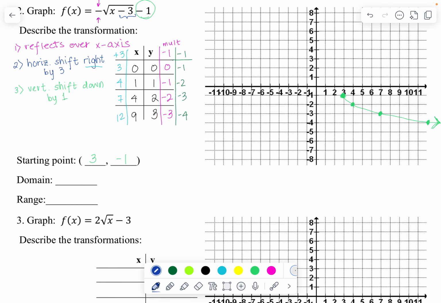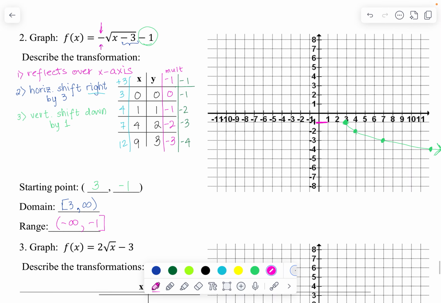Okay. We're going to go on to number 3. I'm going to move quickly now. Again, I have 0, 1, 4, and 9, 0, 1, 2, and 3. Folks, I am not doing anything to my x values because if you look under the radical sign, x is just chilling like a villain by himself. So I'm just going to address the 2. I'm going to multiply my y values by 2, because that is a vertical stretch. This gives me a 0, 2, 4, and 6.